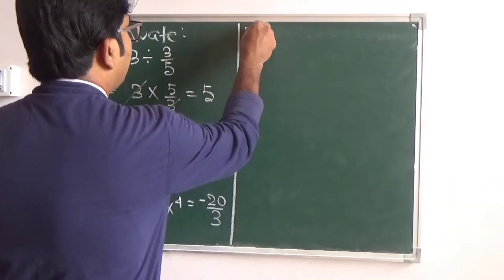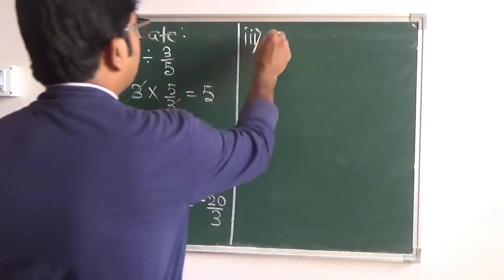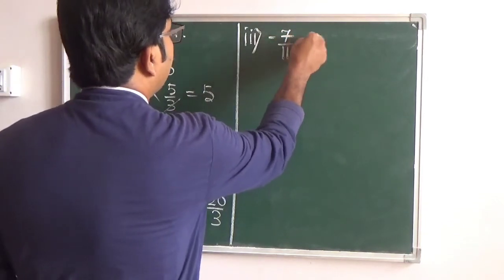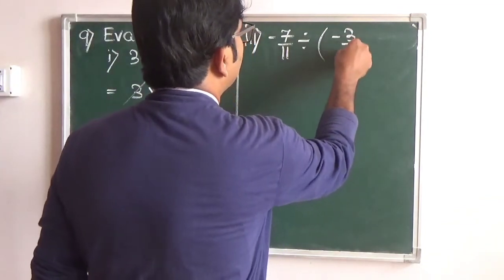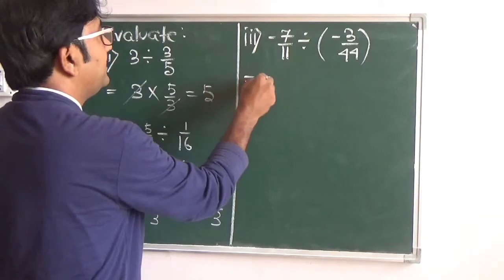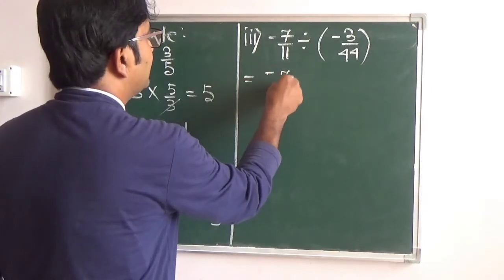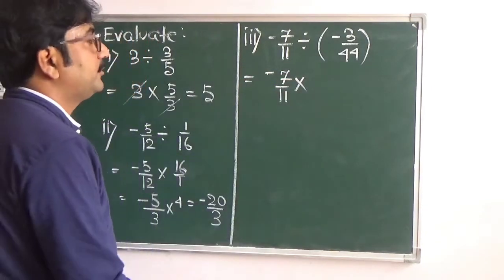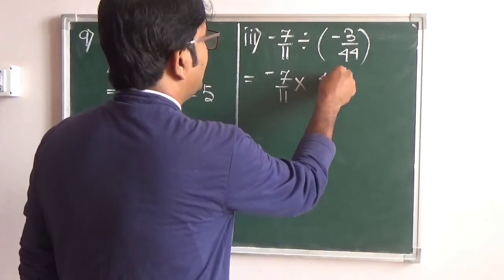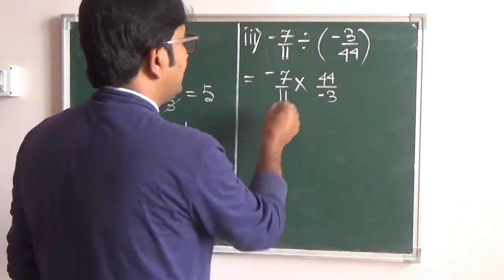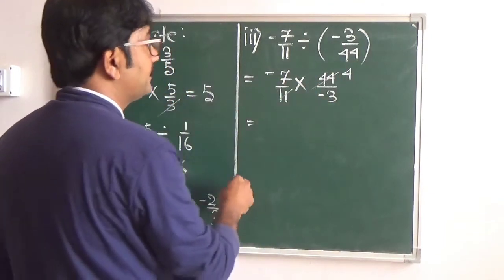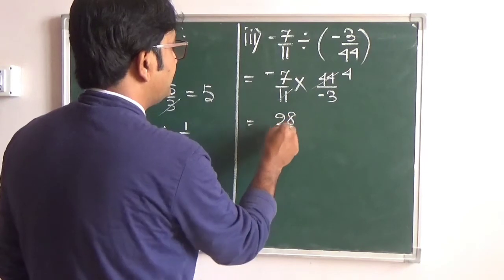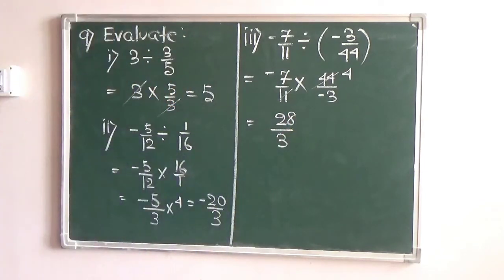So part 3 we have minus 7 by 11 divided by minus 3 by 44. Again moving accordingly, we replace the division symbol with multiplication and take the reciprocal, 44 by minus 3. So this will be cancelled. So we have two negative signs, so it becomes positive. So it is 28 by 3. So the final answer is 28 by 3.